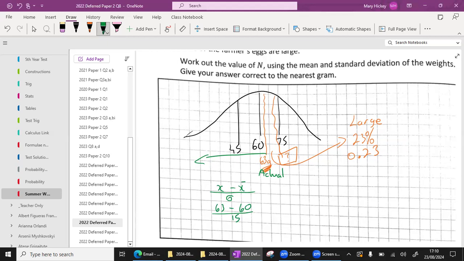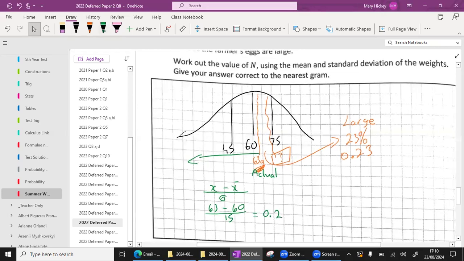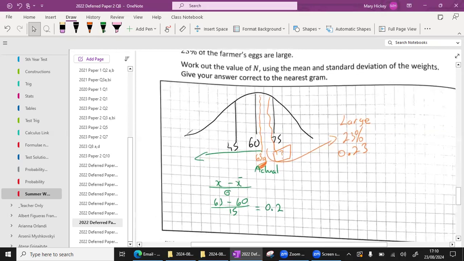So let's work that out first. 63 minus 60 all over 15. Okay, so that's giving me 0.2. Now, that 0.2 is my standardized score. And let's talk about why that makes sense.